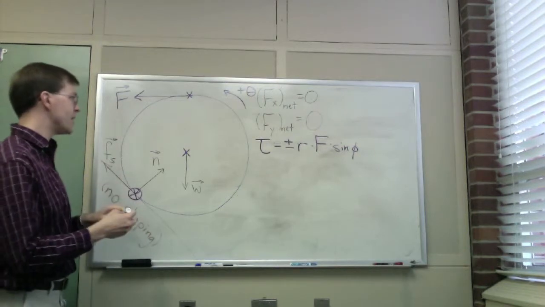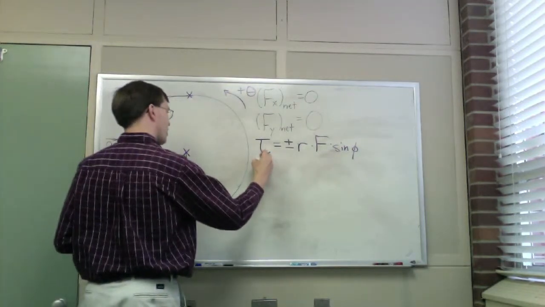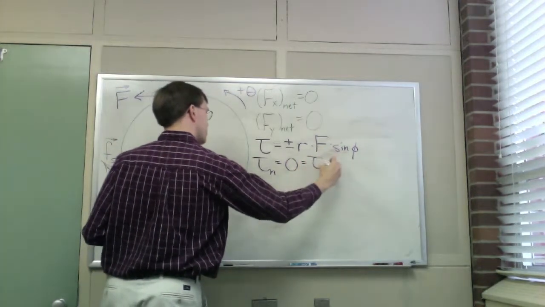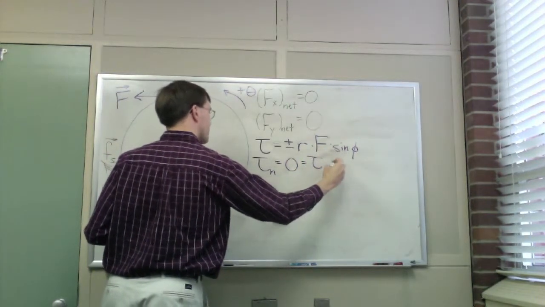So as I just said, that means that the torque due to the normal force equals 0, and the torque due to the frictional force equals 0.